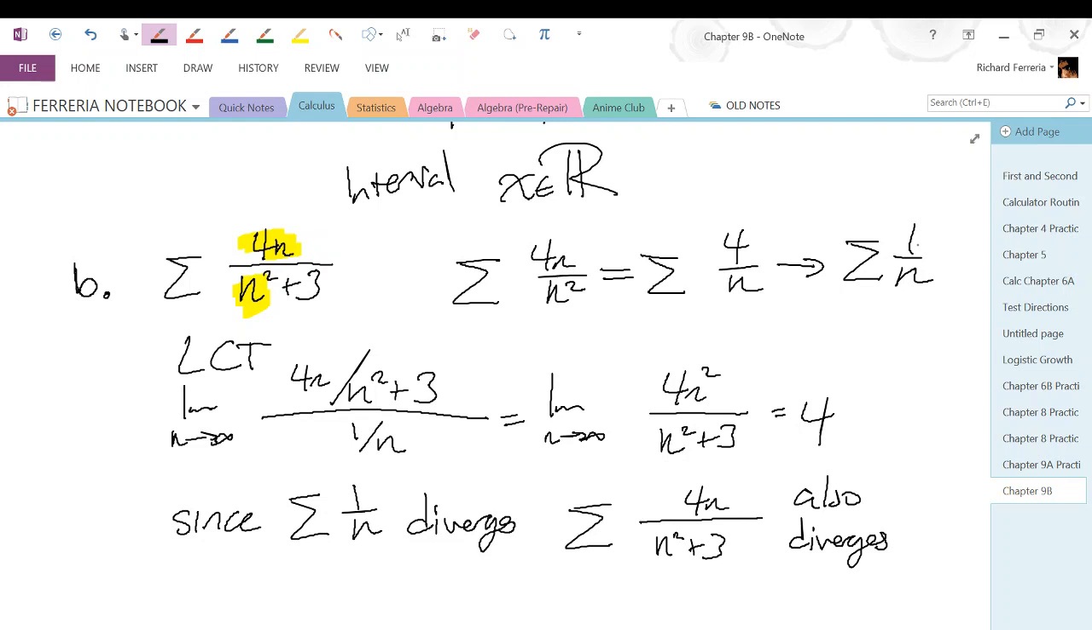The numerator only has 1 term, so its lead term is 4n. The denominator has 2 terms, n squared and 3. The one that has the highest power of n is n squared. So you're only using the highest powered term.